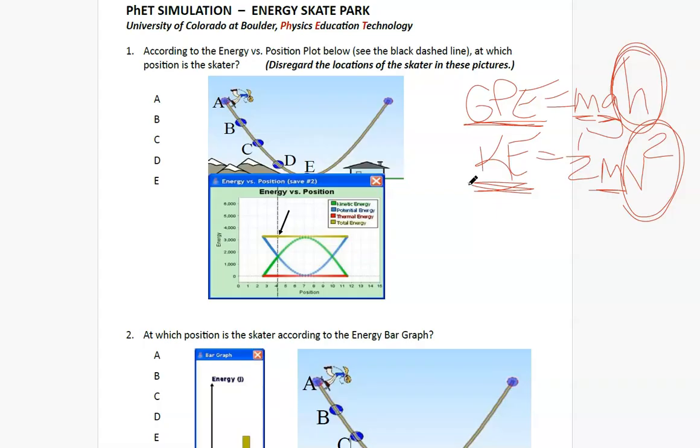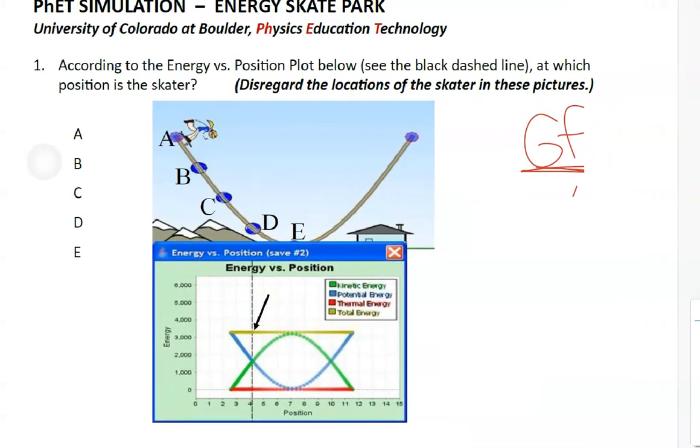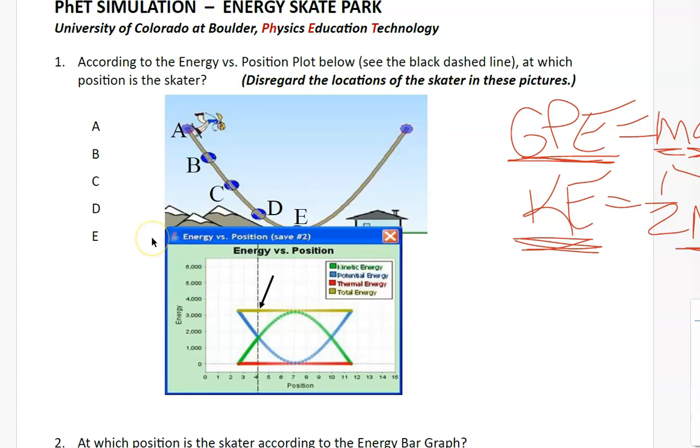So what you typically find is at the top, there's lots of gravitational potential energy, but no kinetic. And at the bottom, there's lots of kinetic energy, but very little gravitational potential energy, especially at the very bottom. And if we blow this graph up just a little bit to make it more obvious, you can see we have this graph here that's plotting 4 different types of energy.